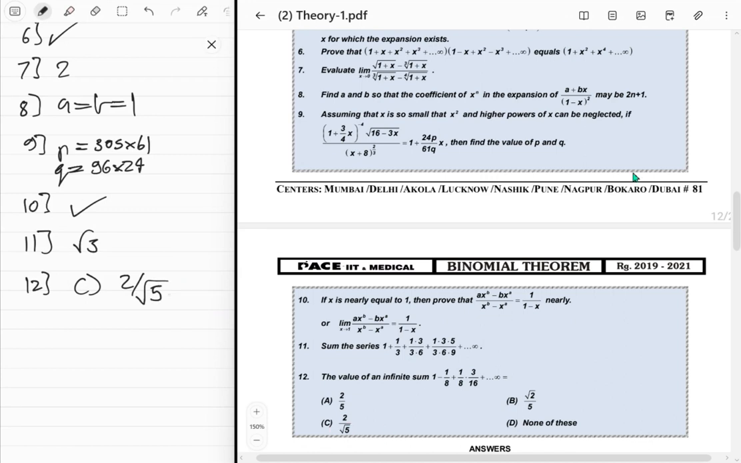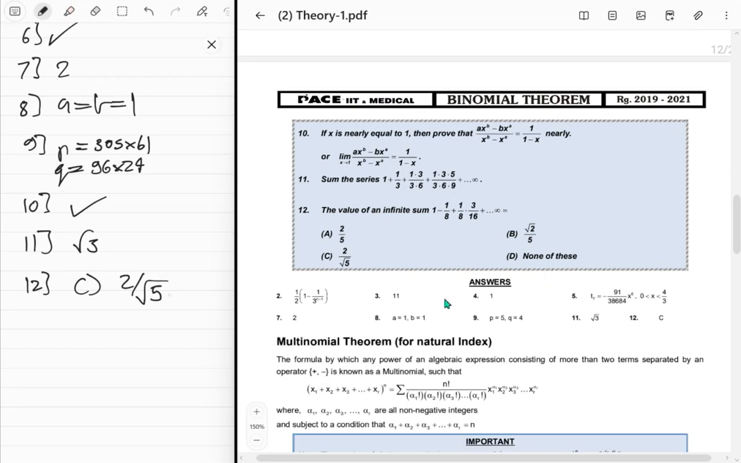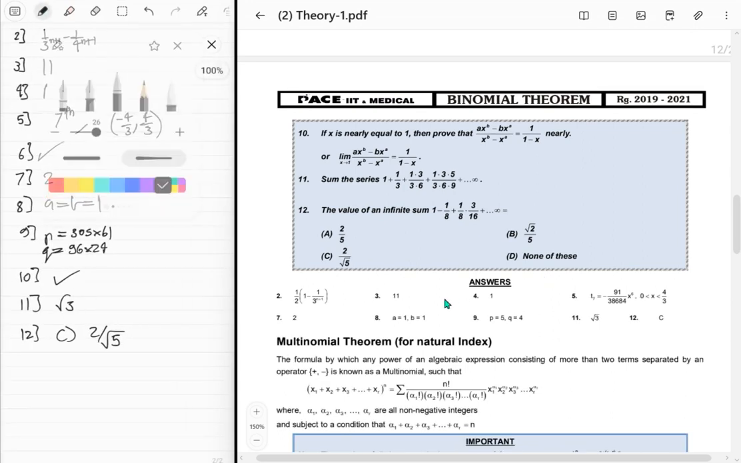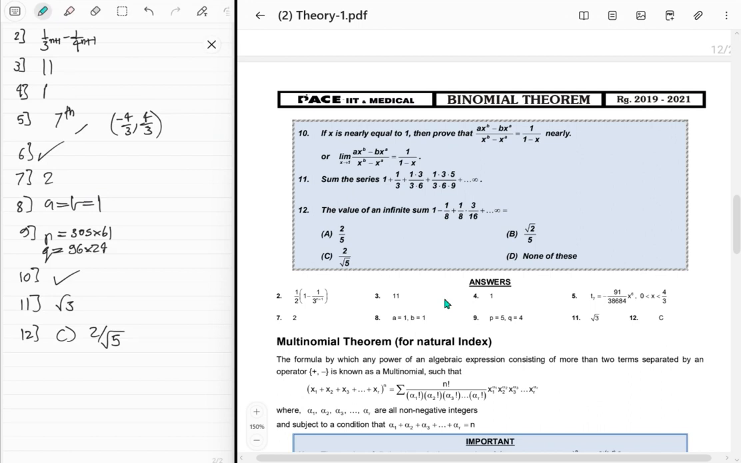Now let's check the answers. There we go. Second is what? 1 upon 2 of 1 up what? No, please, that's not right. It can't be right. Okay, third, 11th is correct. Fourth, 1, 5. What is this? What is this value?